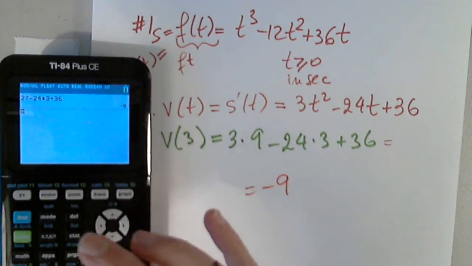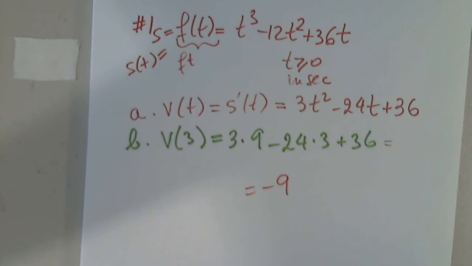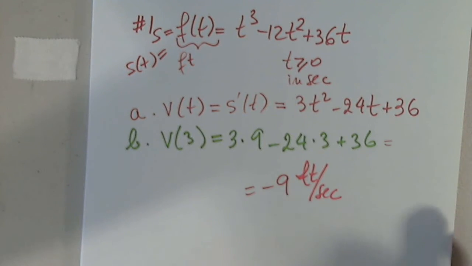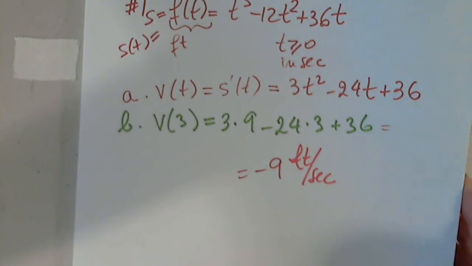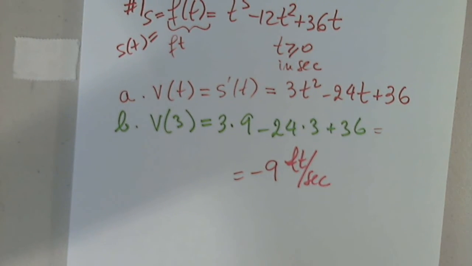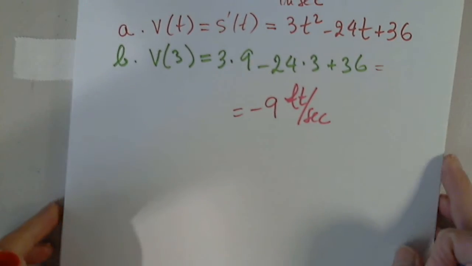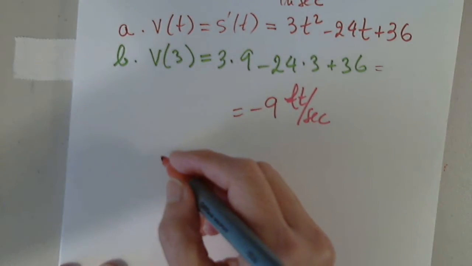I have to write the measurement unit, and we have to talk about what it means. Can anyone give us the measurement unit? Feet per second. Very good, thank you very much. Feet per second. And the question is now, why is it negative? Can I ever drive with a negative speed? The answer is no. I cannot drive with a negative speed, but why is it negative?